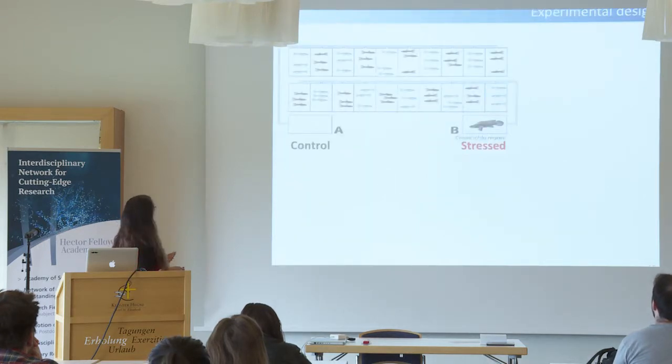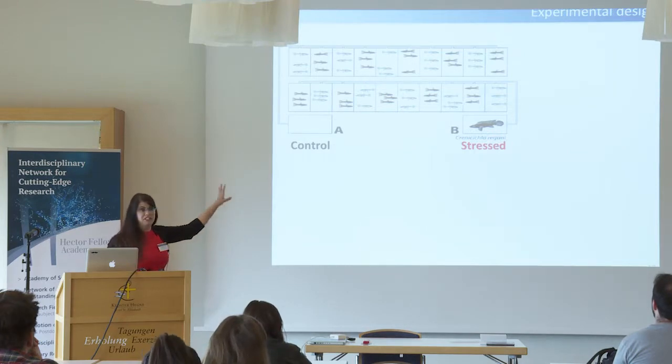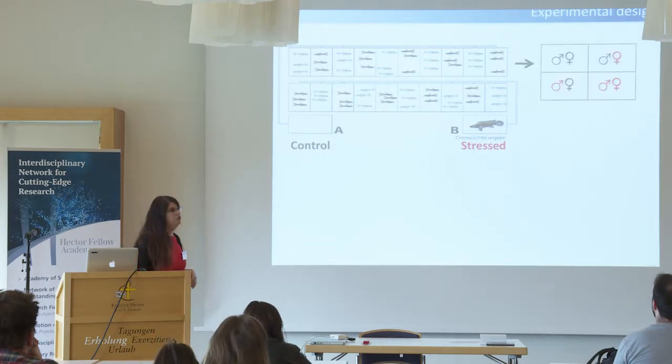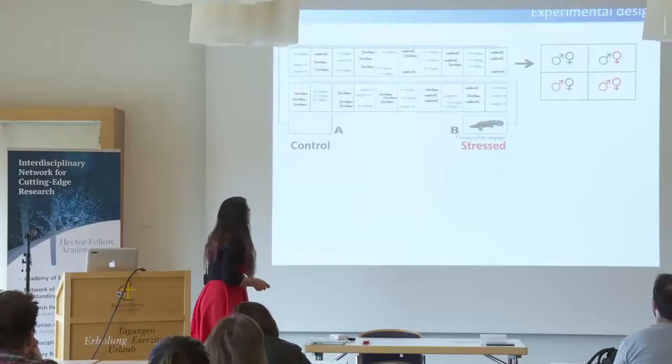Okay, so going back to our experimental design, once we verified that the adults are indeed stressed, we then do a crossbreeding treatment where we breed a control male with a control female for our control group, a control male with a stressed female for our maternal stress group, a stressed male with a control female for our paternal group that's stressed, and then our two stressed individuals, so our double stressed group.